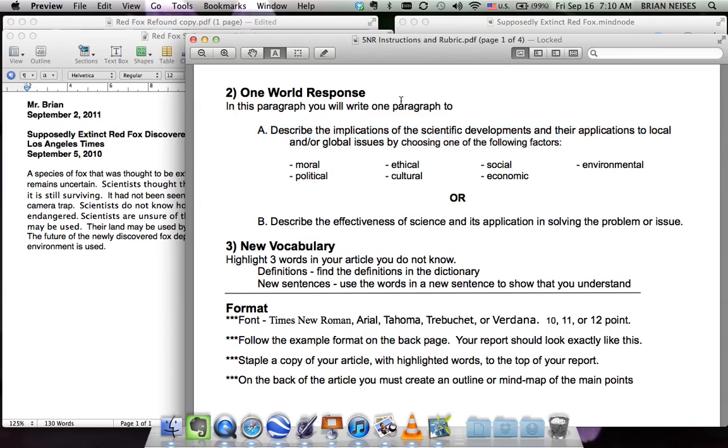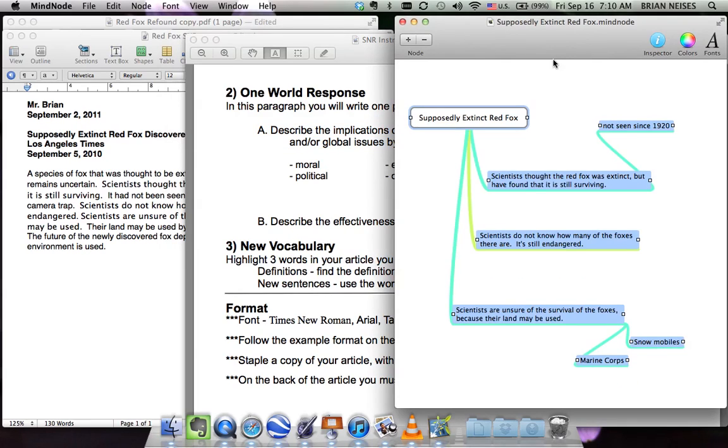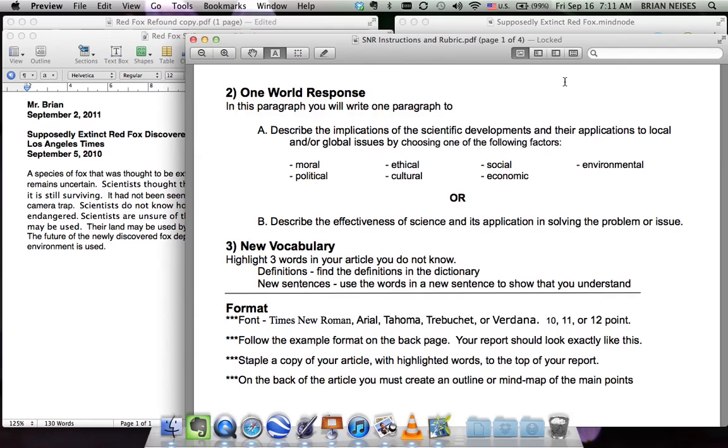So when we're looking at the supposedly extinct red fox, we need to think about that. My suggestion is the first thing you do is decide whether this is a local issue, a global issue, or something that can be looked at for both local and global. I think when we're talking about the red fox in a very small portion of the Sierra Nevada mountains, that's mostly a local issue. So we're going to deal with the local issues there and not as much the global issues.